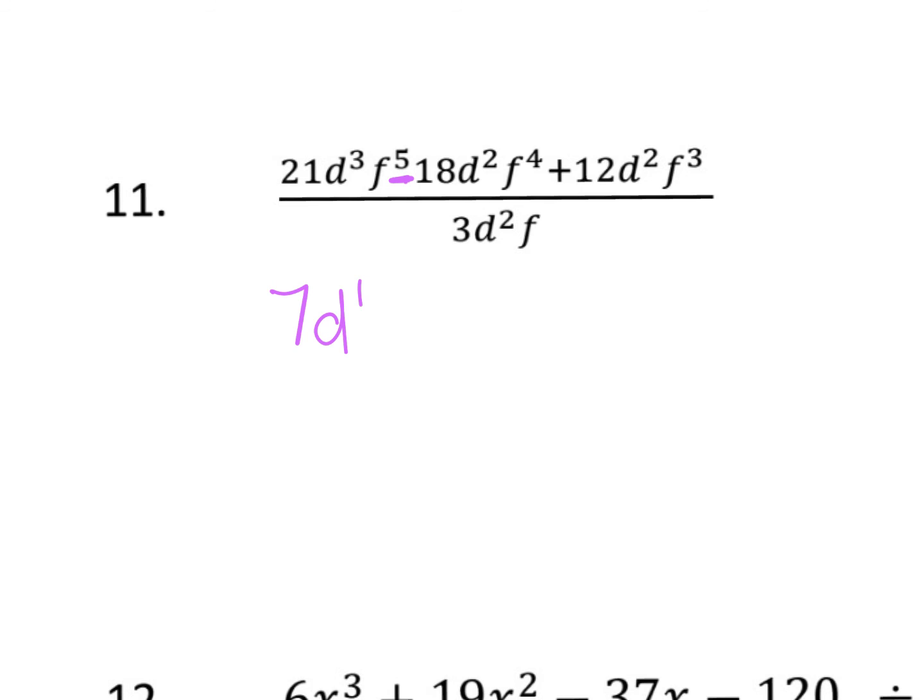And then f to the 5th divided by f. Remember, that's f to the 1st. So 5 minus 1 is 4. Then negative 18 divided by 3 is negative 6. The d squareds cancel out completely if the exponents are the same, because remember, 2 minus 2 is 0. So that means that d squared part goes away there. And then 4 minus 1 gives you 3. Right, 12 divided by 3 is 4. Again, our d squareds cancel out, and we have 3 minus 1 giving you 2.